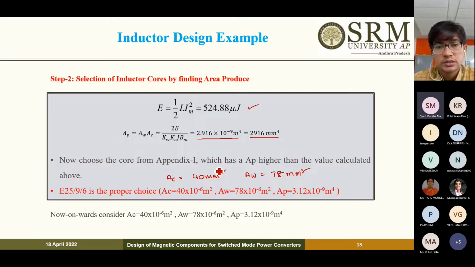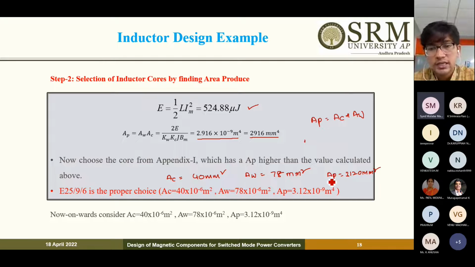We need to use this AC, this AW, and the area product will be 3120 mm square. From now onwards, we need to use this data, not the earlier one. If you multiply your core area and window area, it should be approximately equal to your area product, because area product equals core area into window area.